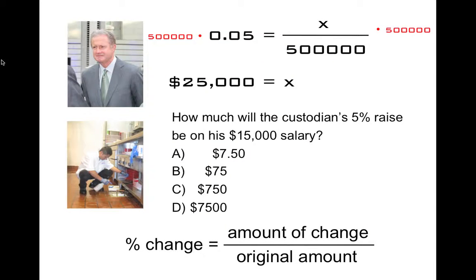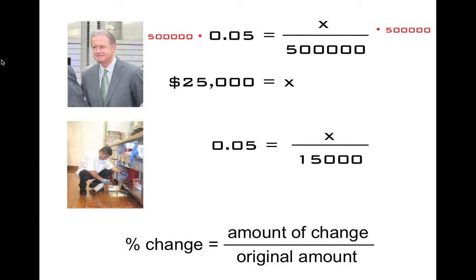How much more money will the custodian earn next year if he's making 5% more than his $15,000? The custodian's salary will increase by $750. The 5% change is the amount of the change divided by the original amount. To solve it for the unknown, we'll multiply both sides by 15,000, and 15,000 times 5% is 750.